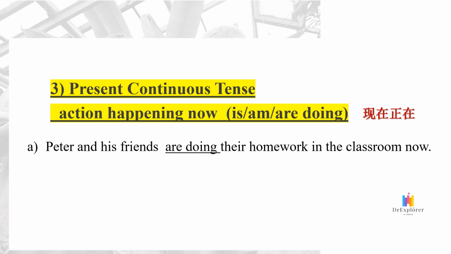所以它是讲现在正在 Peter 跟他的朋友现在正在 classroom 做功课，他们现在正在 So your answer should be Peter and his friends, subject, verb, are doing their homework in the classroom now. Okay, so such sentence, if you look at this sentence, you find that they are talking about 现在正在.